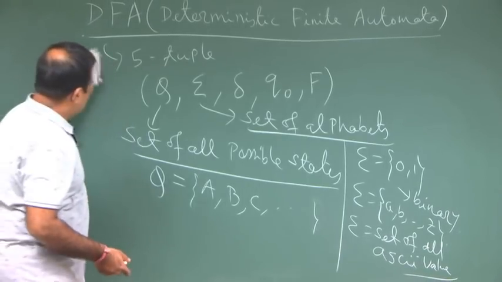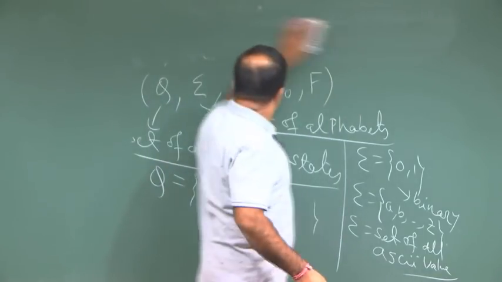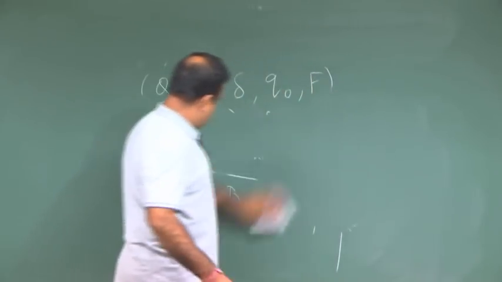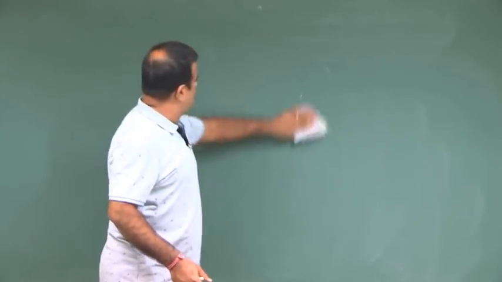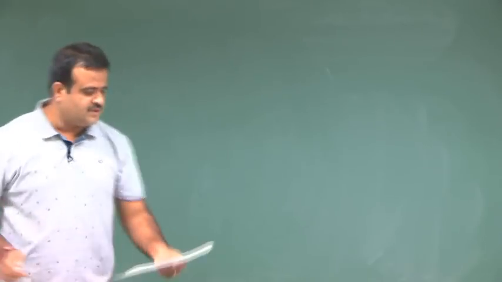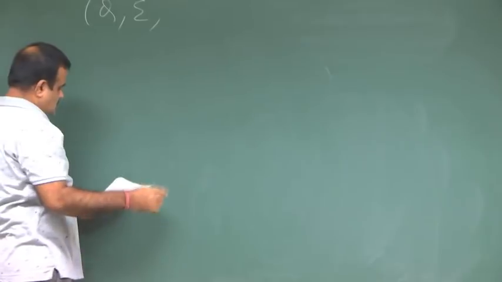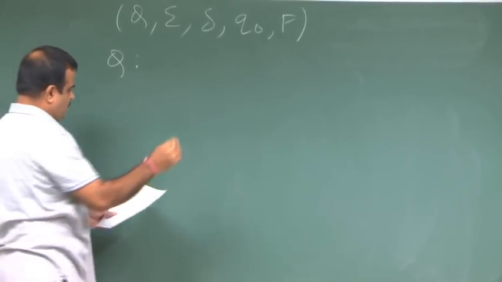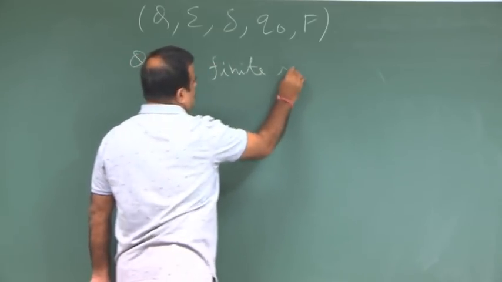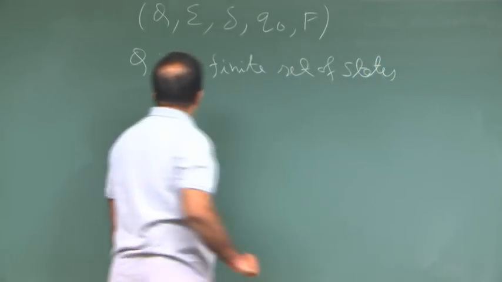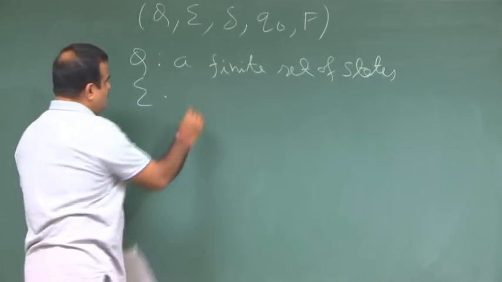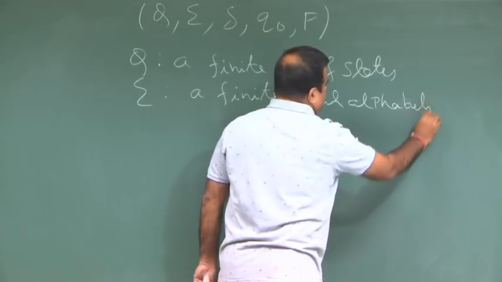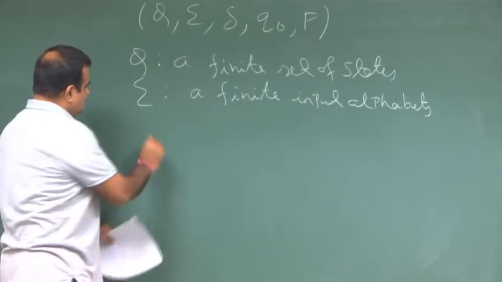Okay, so let me write it again. Yeah, so it is basically a 5-tuple Q, sigma, then the rule delta, Q 0, F, and Q is the finite set of states. So that is our Q, the set of all possible states. The sigma is the finite input alphabet. And delta is the transition rule.